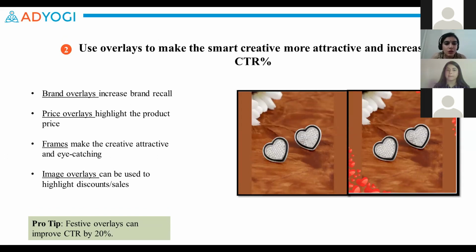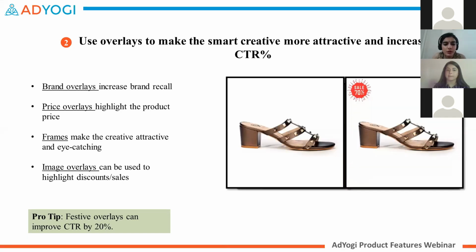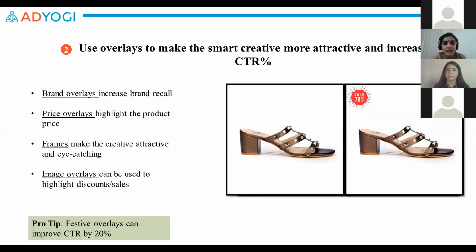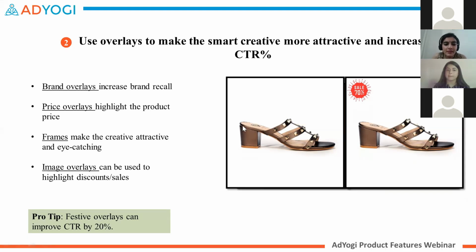Next, we have image overlays. Image overlays can be used to highlight special offers to the user. These offers could be about the percentage of discount or simply about the fact that there is a discount going on, or it could also be an image that promotes the new arrivals collection. We've seen that festive overlays can improve the CTR by about 20%.